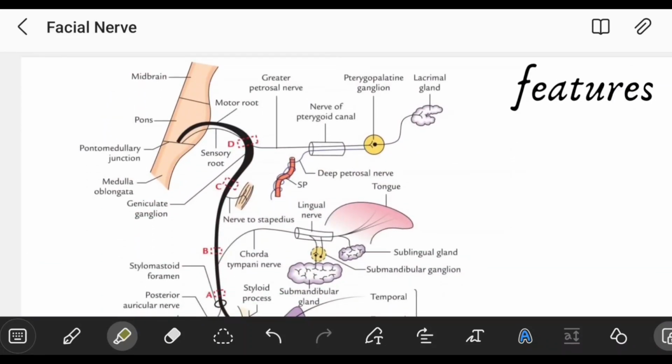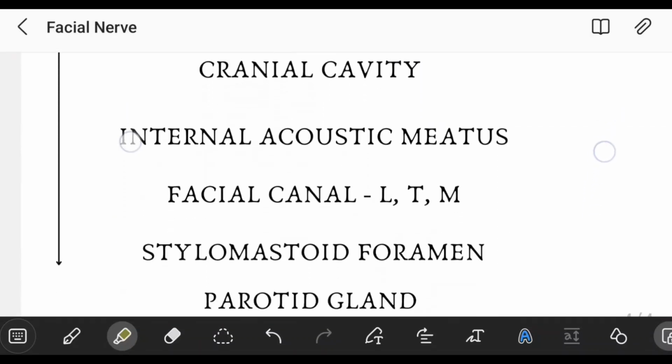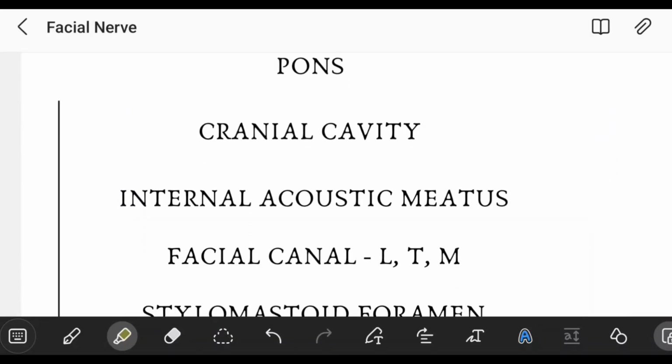Now, this is something important, but before we do that, I would like to explain the course of the facial nerve. This is something very, very important where the majority of people are not able to understand this basic concept. So basically, it starts with the pons. It goes to the cranial cavity. Then it goes to the internal acoustic meatus. That's nothing but the internal opening of the ear, the internal acoustic meatus.